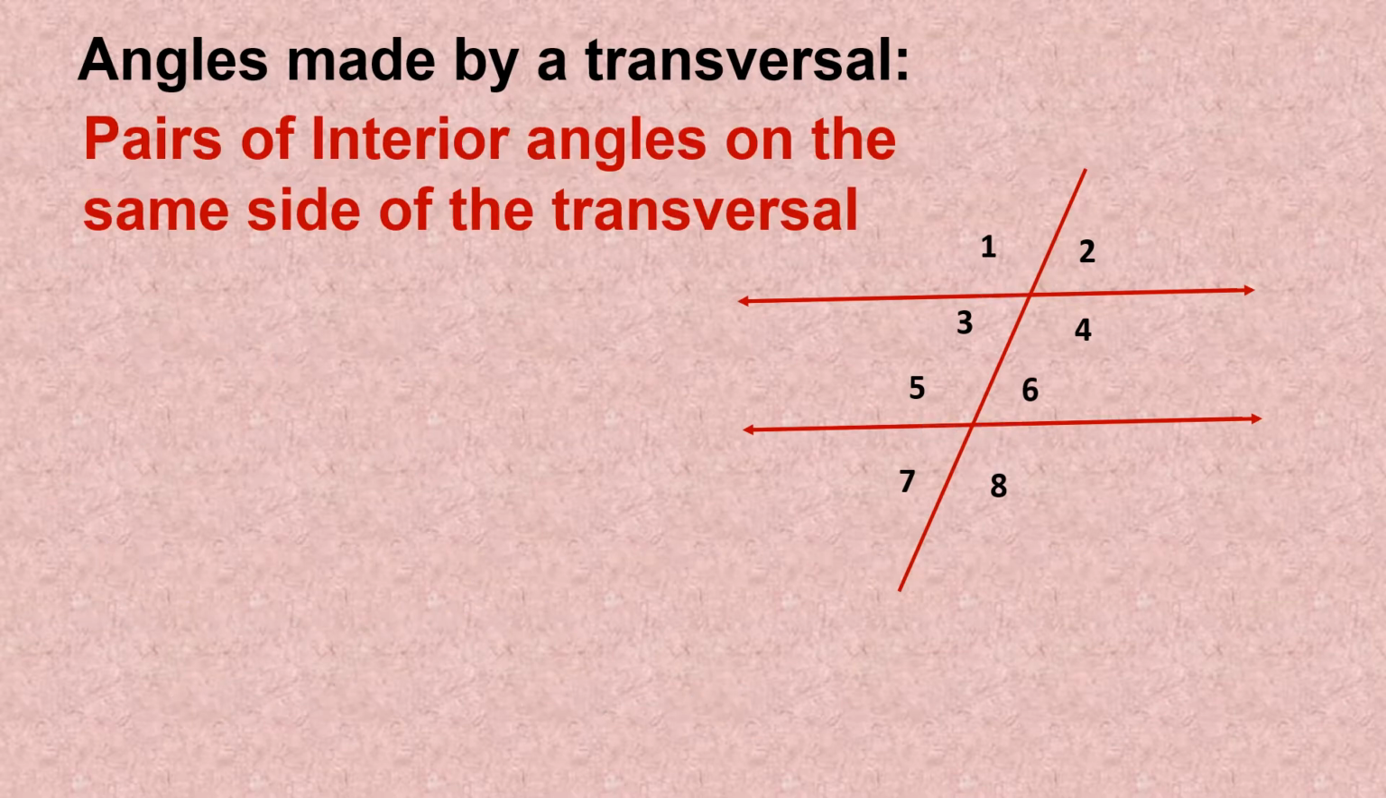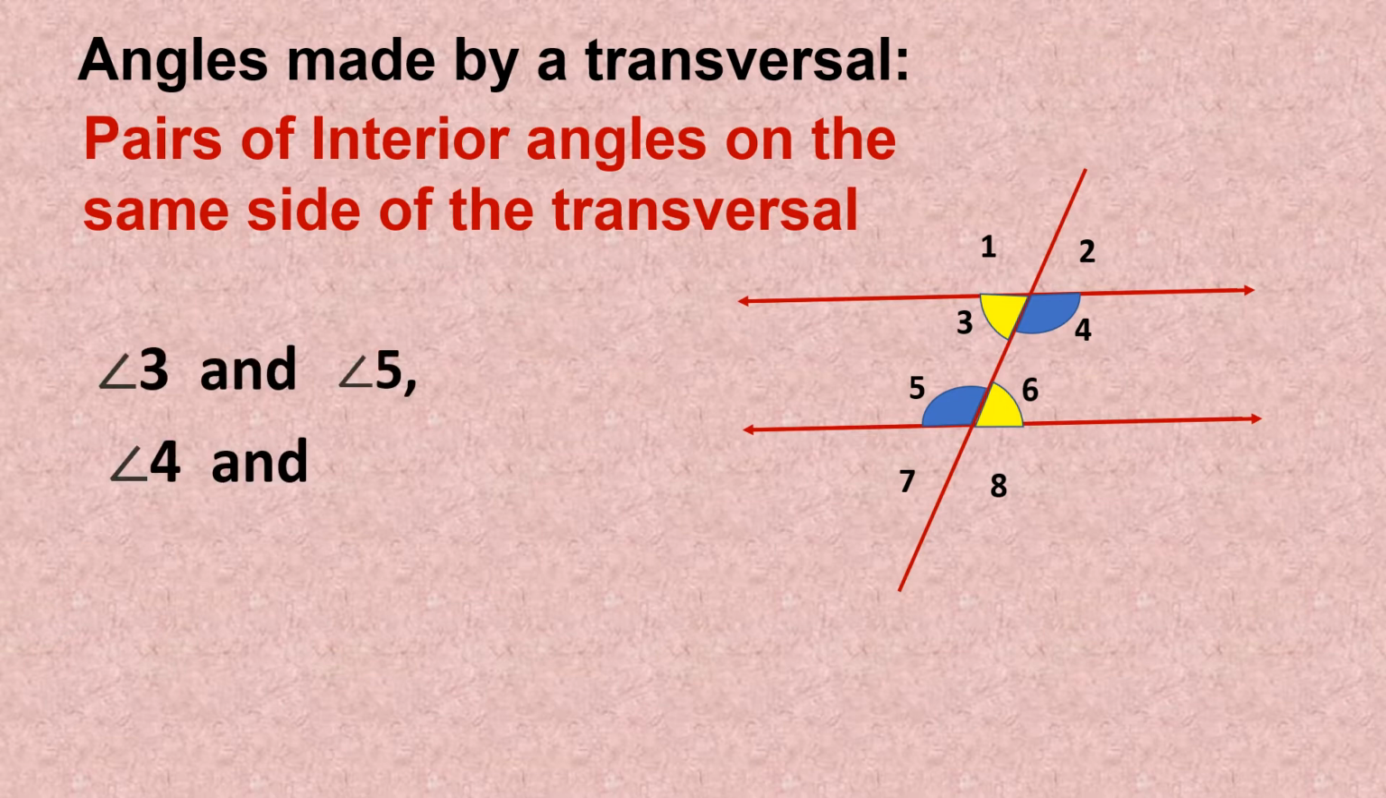Pairs of interior angles on the same side of the transversal. So what are the interior angles on the same side of this transversal? Angle 3 and angle 5, angle 4 and angle 6. These are the two pairs of interior angles on the same side of the transversal. So angle 3 and angle 5, angle 4 and angle 6.